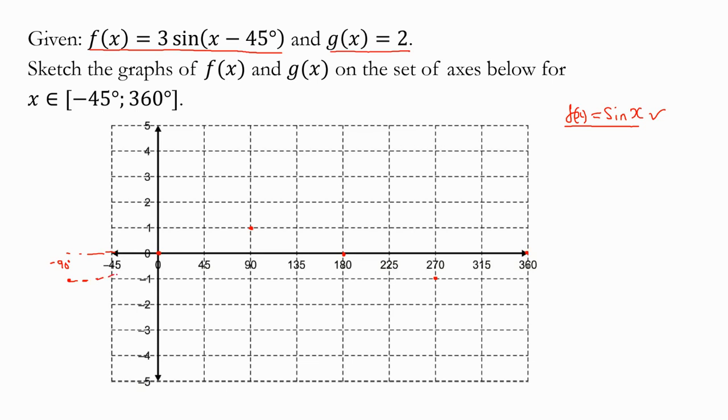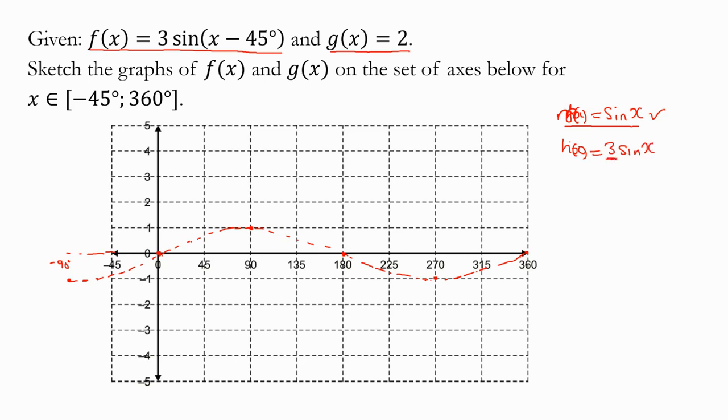Let me just use dotted lines here. These are the dotted lines. And then what about the graph of, let me use a different name, let me call it h of x. This is equal to 3 sine x.